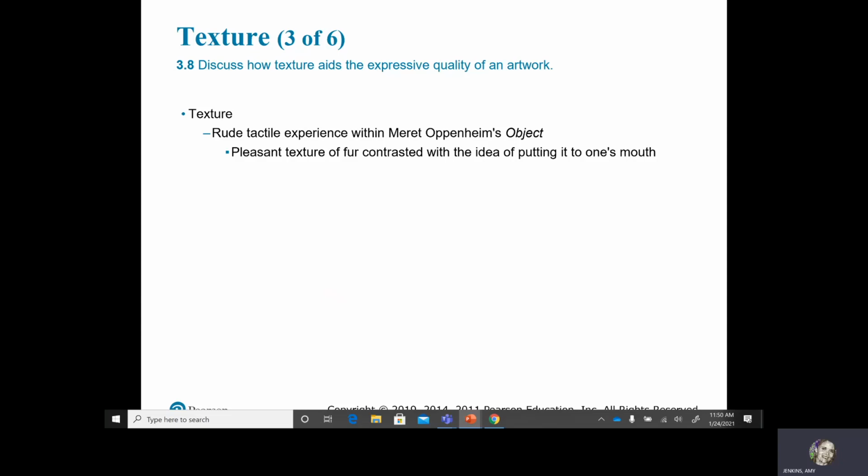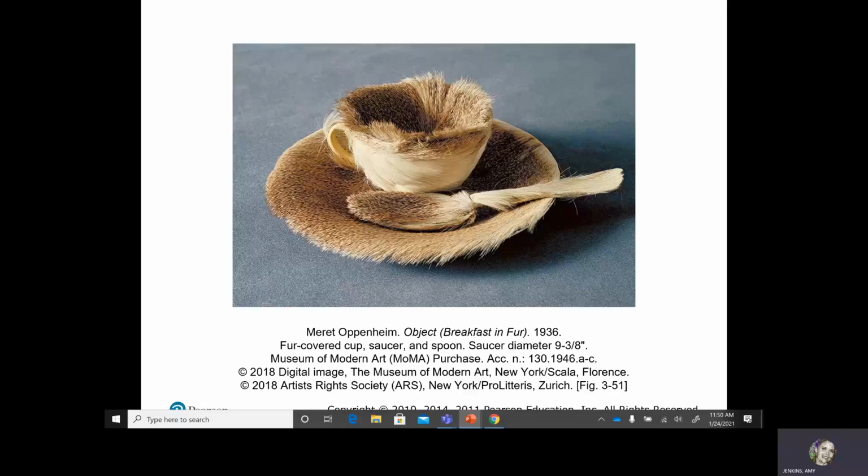Texture, a rude tactile experience within Meret Oppenheim's object. The pleasant texture of fur contrasts with the idea of putting it in one's mouth. No thanks.